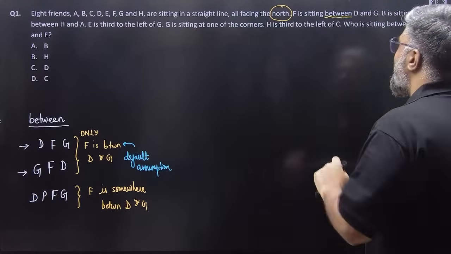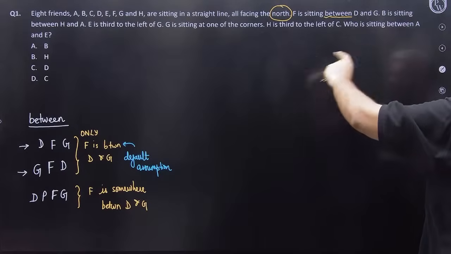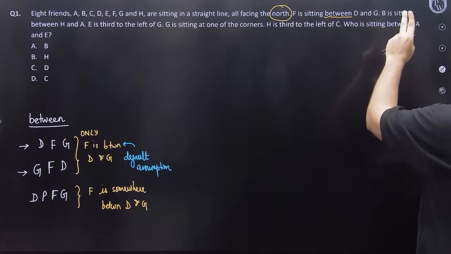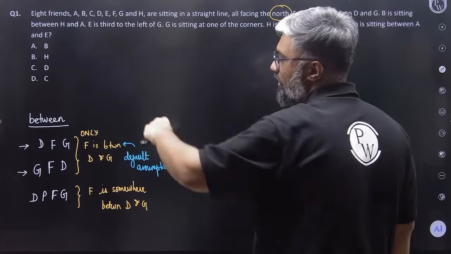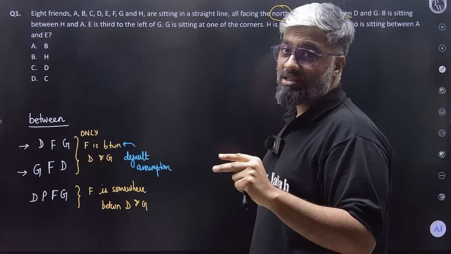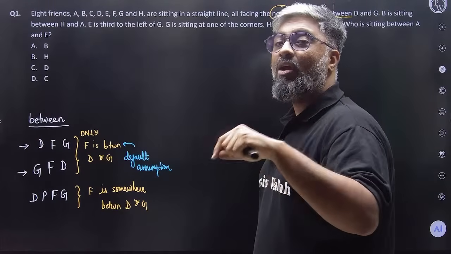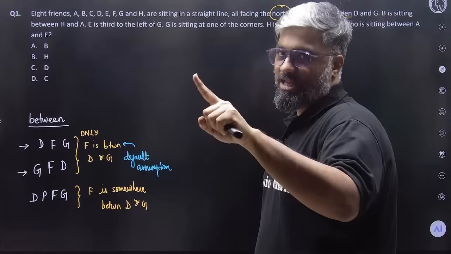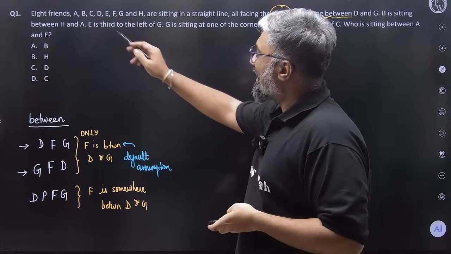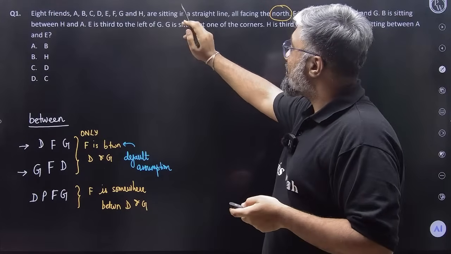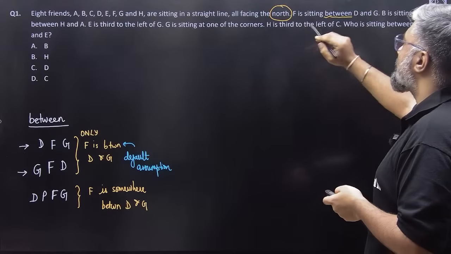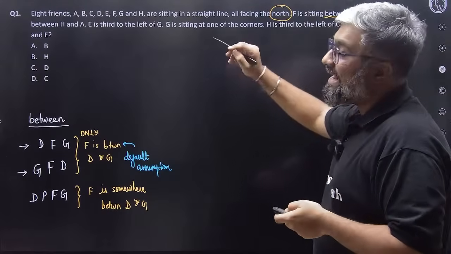Nice. So, they're saying F is sitting between D and G. Between is covered. B is sitting between H and A. Same. H, B, A, or A, B, H. Yes, two cases here also. E is third to the left of G. G is sitting at one of the corners. H is third to the left of C. Who's sitting between A and E is the question.